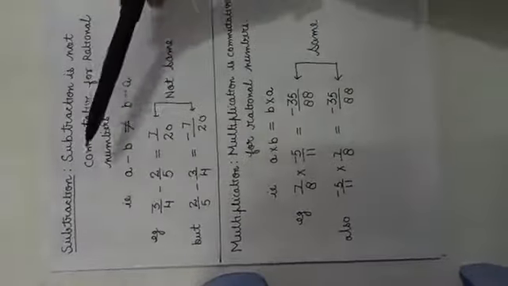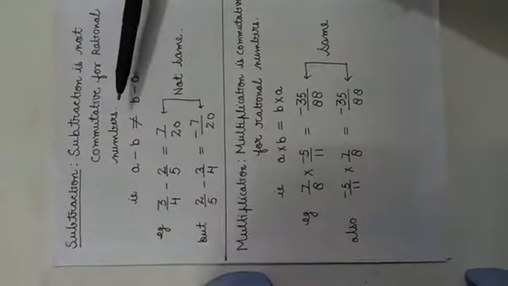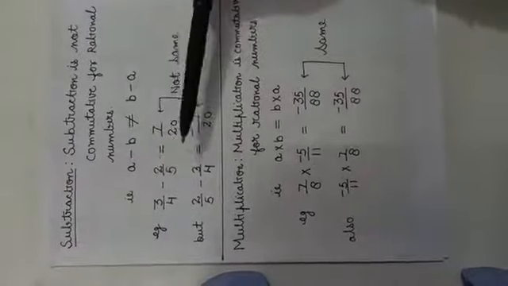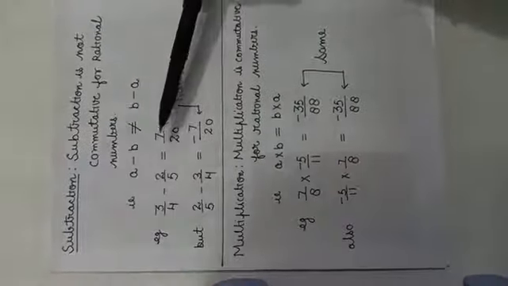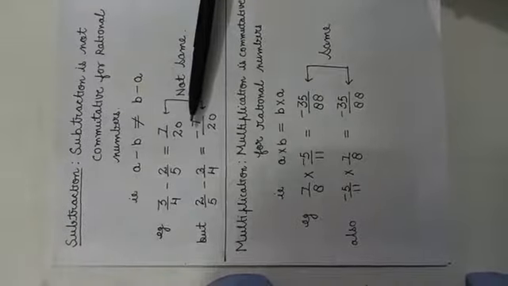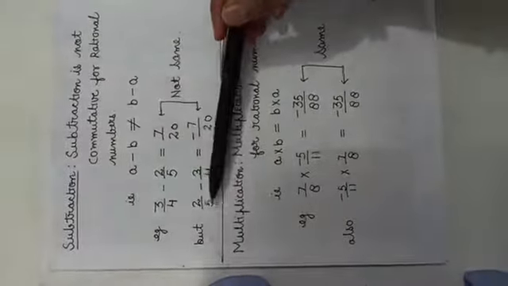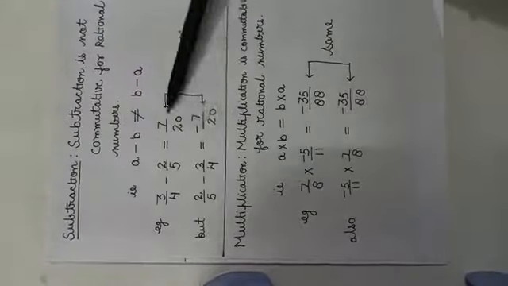Let us see the property of subtraction first. Is subtraction also commutative? Means, can we write in any order for subtraction also? Let us take one example. When we subtract 2 by 5 from 3 upon 4, we are getting the answer 7 by 20. But if we subtract 3 by 4 from 2 by 5, what answer are we getting? Minus 7 by 20.